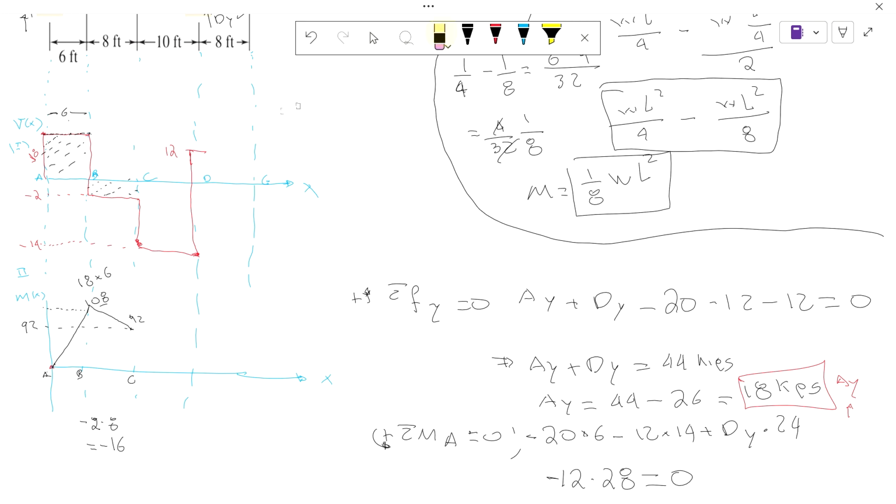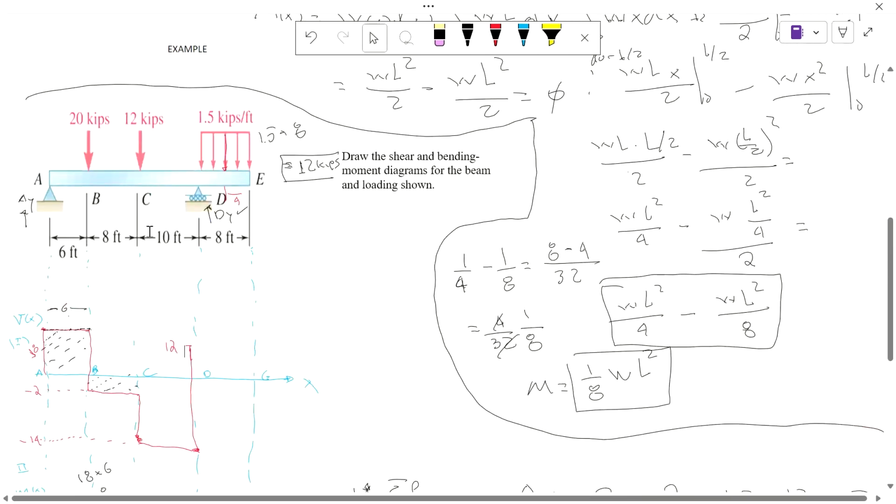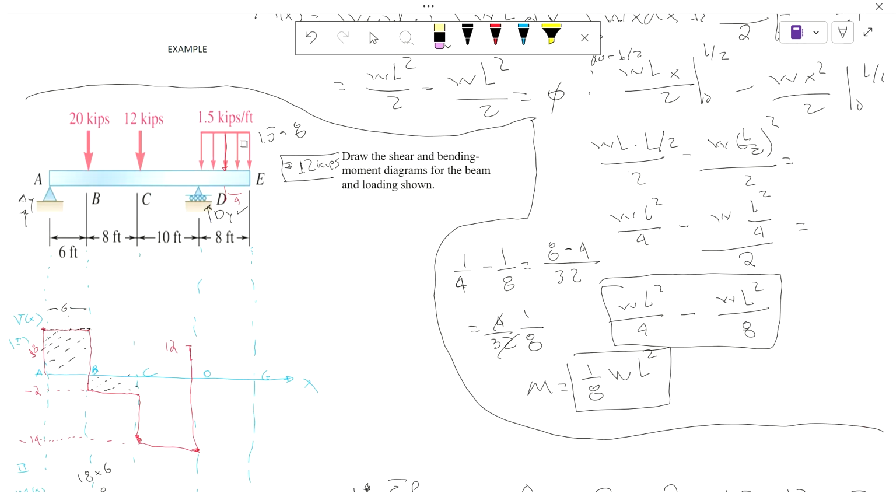But then we don't have a straight line because we have a distributed load, and that distributed load is 12. That goes for 8 feet. So that will be like so. Okay, so let's see how much is this area.